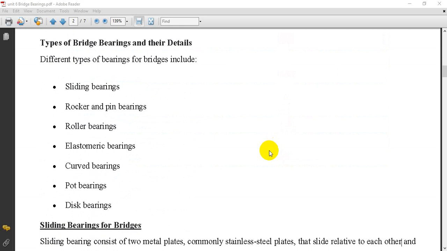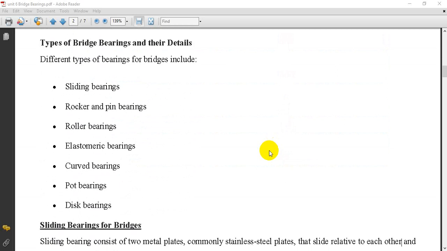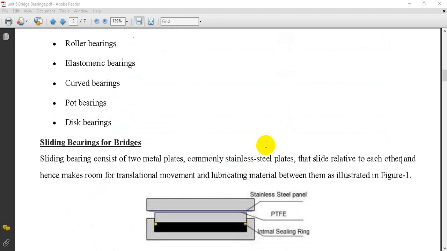First, that is sliding bearing, rocker and pin bearing, roller bearings, elastomeric bearings, curved bearings, pot bearings, and disc bearings. So start with sliding bearings.